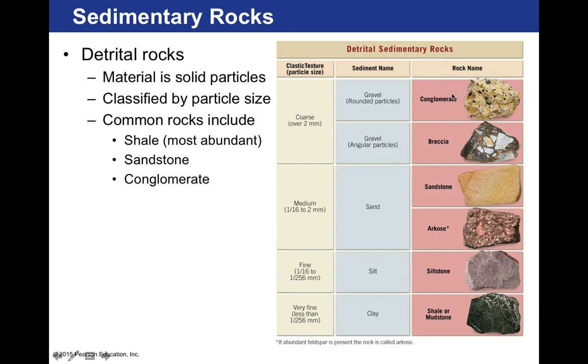So you can see these are some examples of different types of sedimentary rock based upon the particle size. So you have coarse all the way down to very fine. And sandstone falls in the middle.